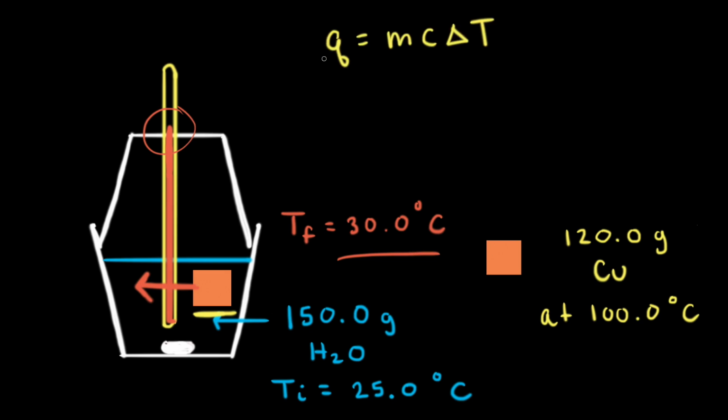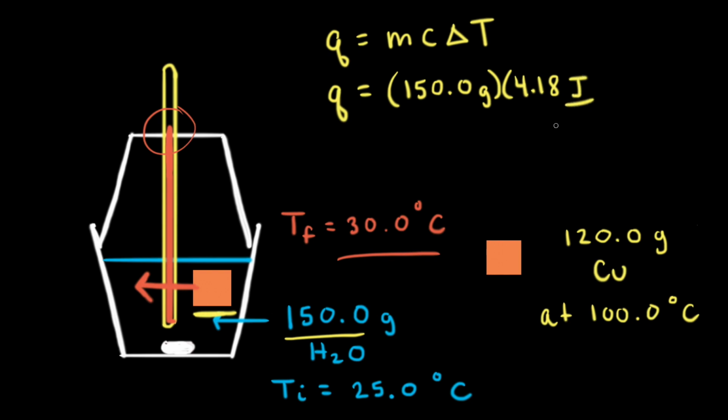Next, let's calculate the heat gained by the water by using the equation Q is equal to mc delta T. Q is what we're trying to calculate, the heat gained by the water. M is the mass of the water, which is 150.0 grams, so we can write in 150.0 grams. C is the specific heat of water, which is 4.18 joules per gram degree Celsius.